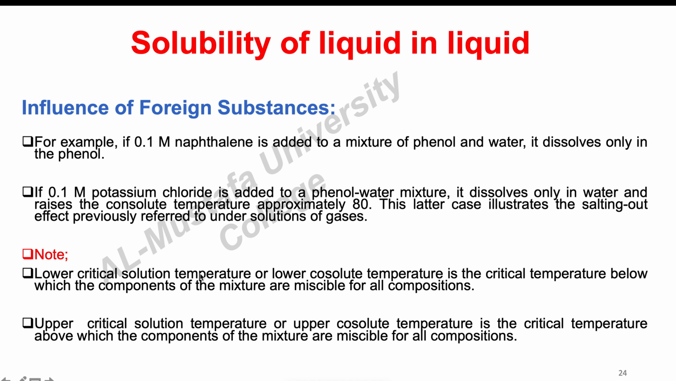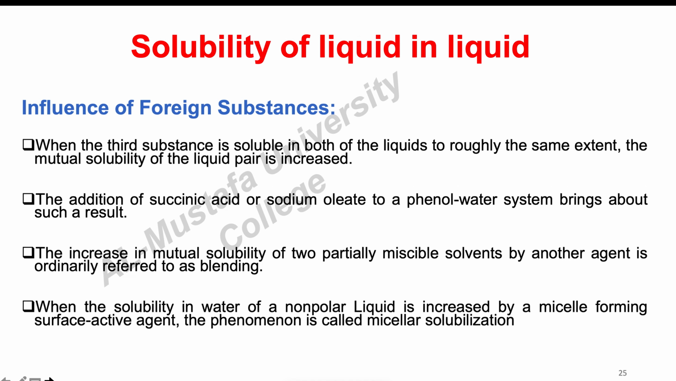So this is the lower and upper critical solution, or lower consolute temperature. As we said, if 0.1 potassium chloride is added to this mixture, it dissolves only in water and causes an increase in the consolute temperature of about 80 degrees Celsius, so it affects the miscibility. When the third substance is soluble in both of the liquids to roughly the same extent, the mutual solubility of the liquid pairs is increased.